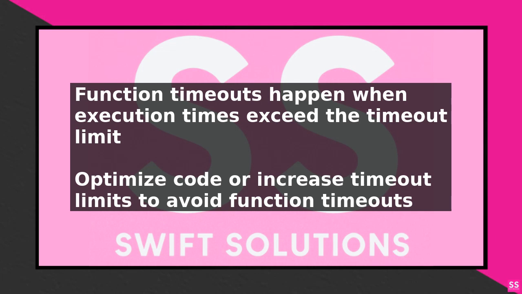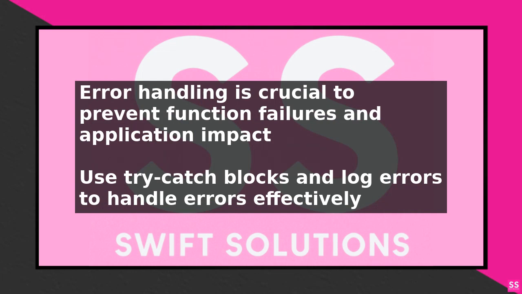In addition, memory issues can occur when Lambda functions consume too much memory. To prevent memory issues, optimize the function code, use streaming data processing, or increase the memory limit. Security is also a critical aspect of Lambda functions. To ensure security, use IAM roles, validate user input, and encrypt sensitive data.